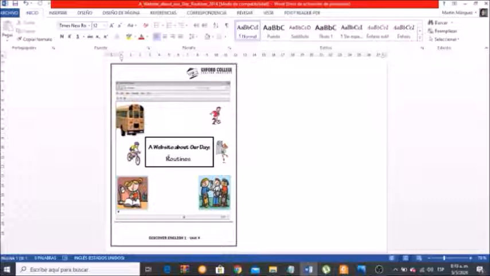Very good. Routines are the things that we usually or we normally do.